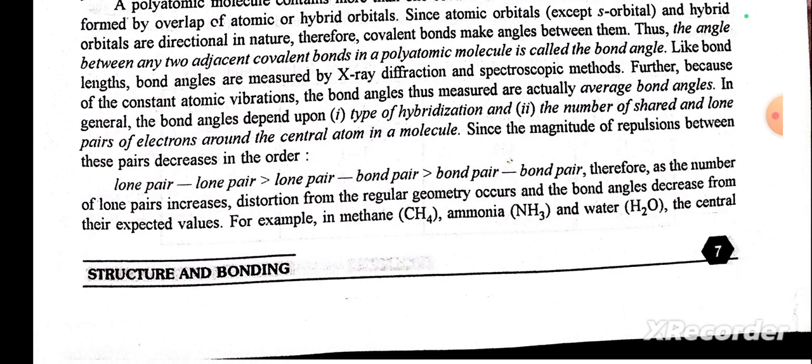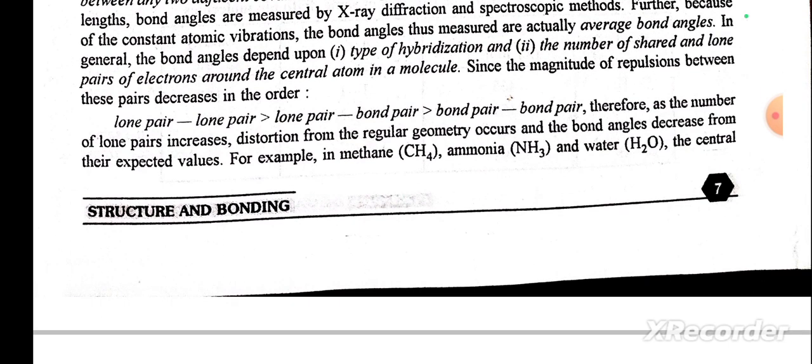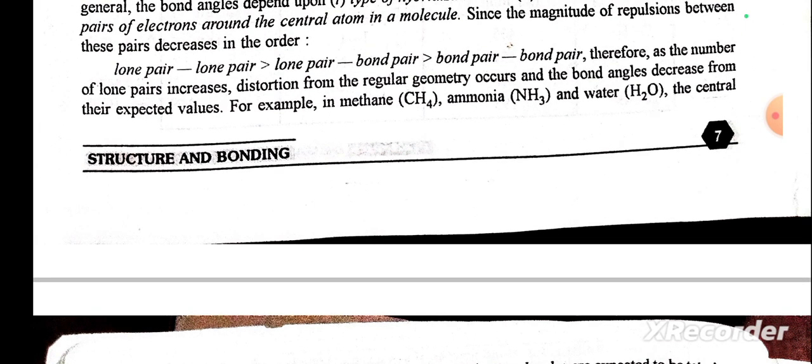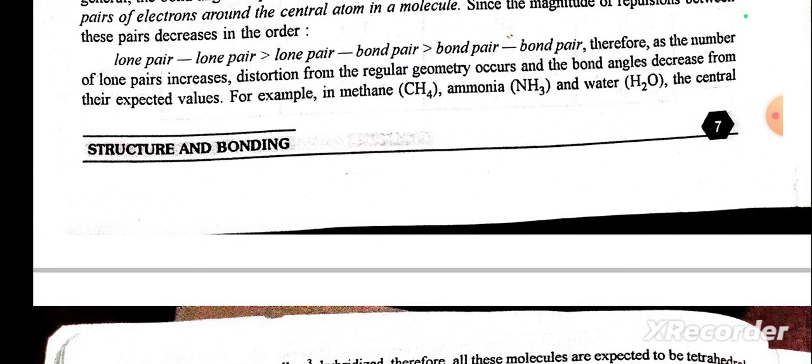Like the bond length, the bond angle is measured by X-ray diffraction and spectroscopy methods. Because of the constant atomic vibration, the bond angles thus measured are actually average bond angles. In general, the bond angle depends first on hybridization, and second on the number of shared and lone pairs of electrons around the central atom in a molecule. Since the magnitude of repulsion between these pairs decreases in the order lone pair-lone pair, lone pair-bond pair, bond pair-bond pair, as the number of lone pairs increases, the regular tetrahedral geometry is distorted and the bond angle decreases from its expected value.